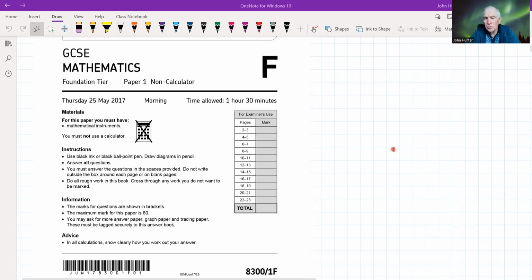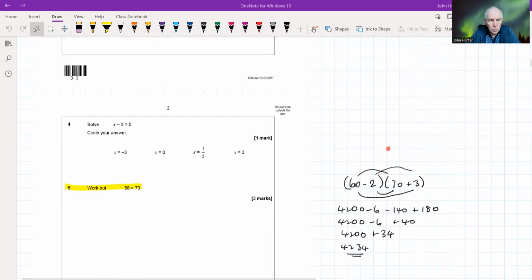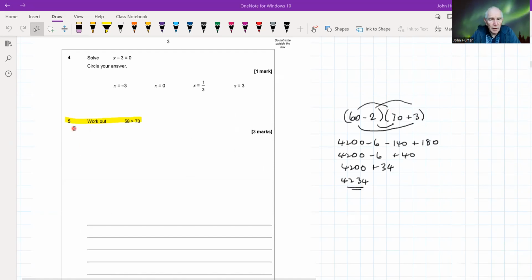And also in terms of the presentational side of it, the sort of things that you want to be writing with your solution in order to help the examiner. Right, so let's just go down, find the first one we're going to look at. Okay, number 5, here we go, work out 58 times 73.